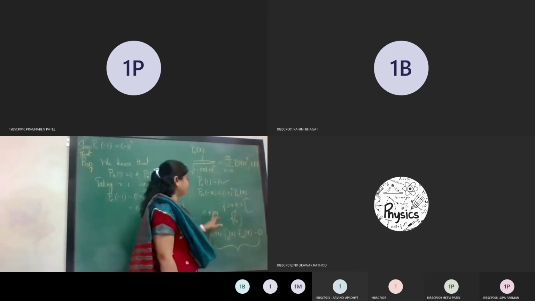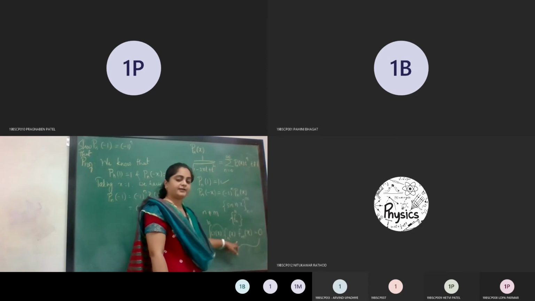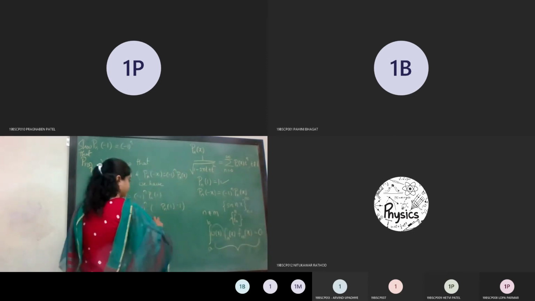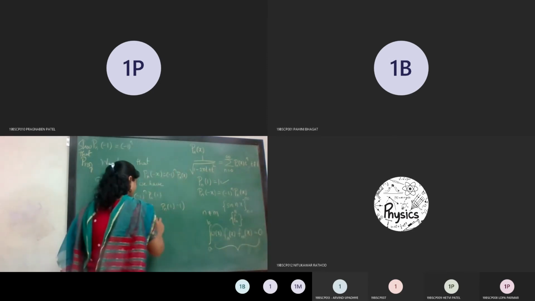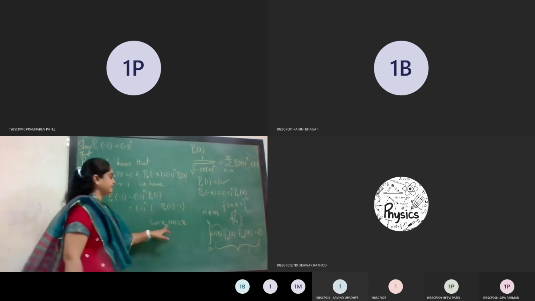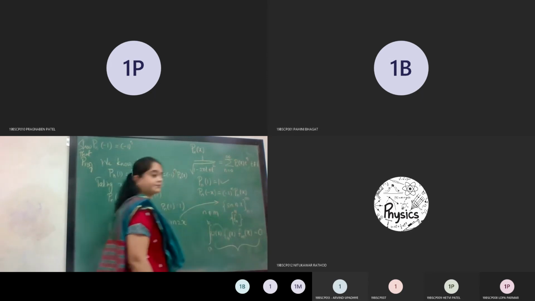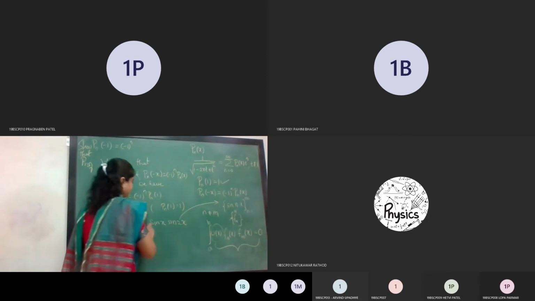For different values of n and m, let me consider two different functions, f_n(x) and f_m(x). For example, let us consider here the function sin x and sin 2x. This is a member of the family of this function. Yes? Okay.